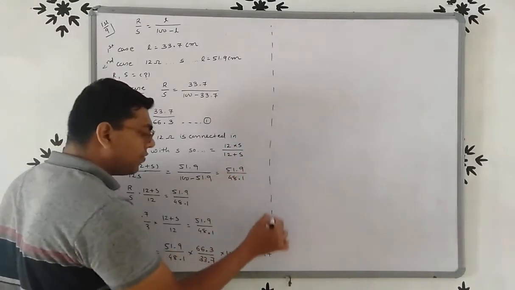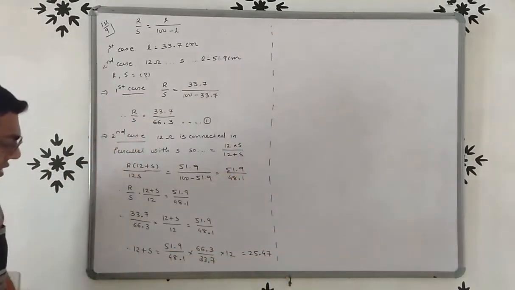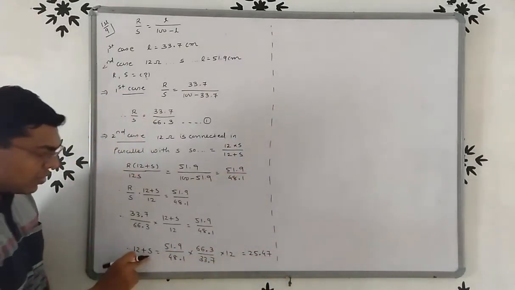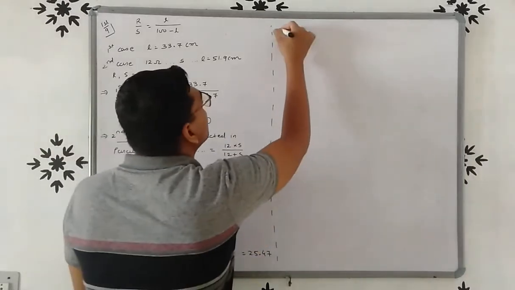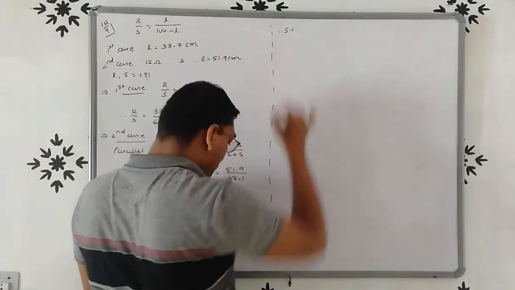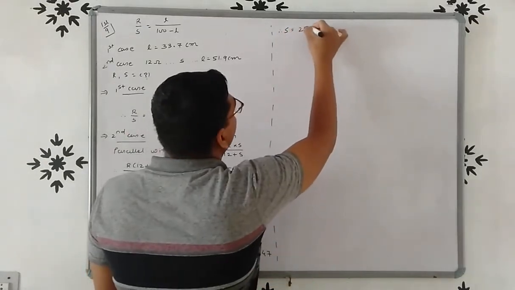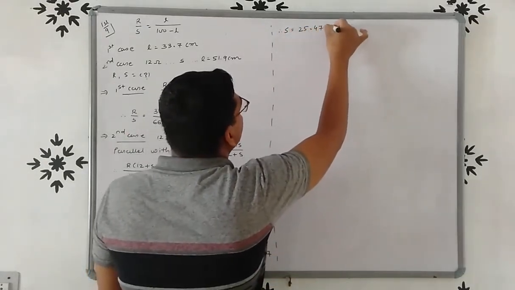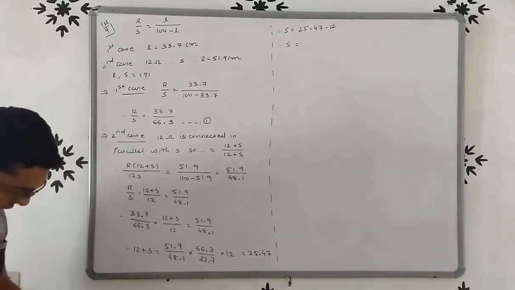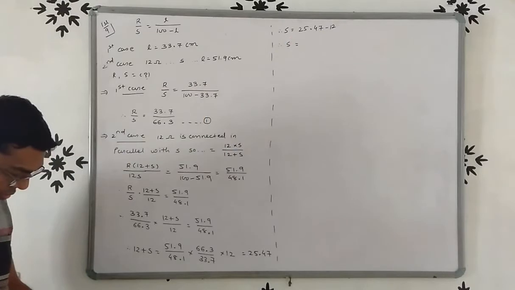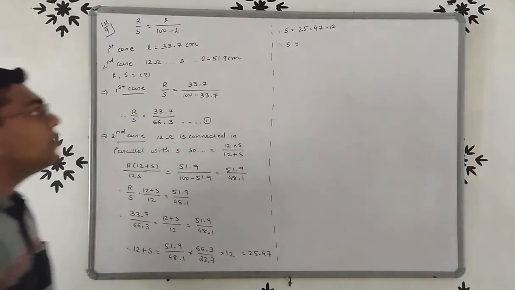But we have to find out the value of S. So we have to find out the value of R and S. So here we formulate S. So S is equal to 25.47 minus 12. So we get S is equal to 13.47.